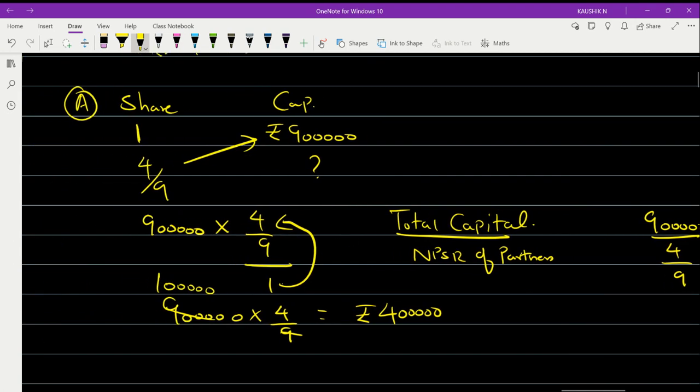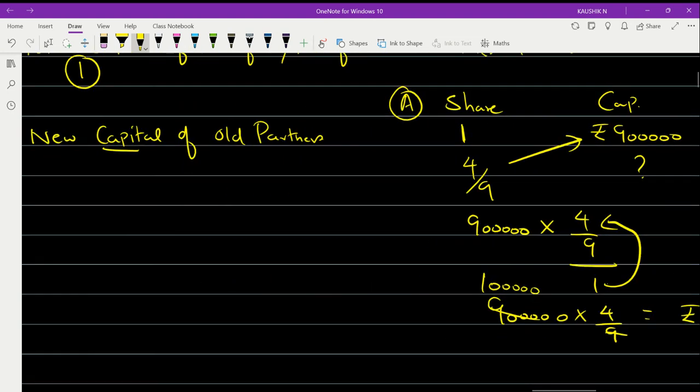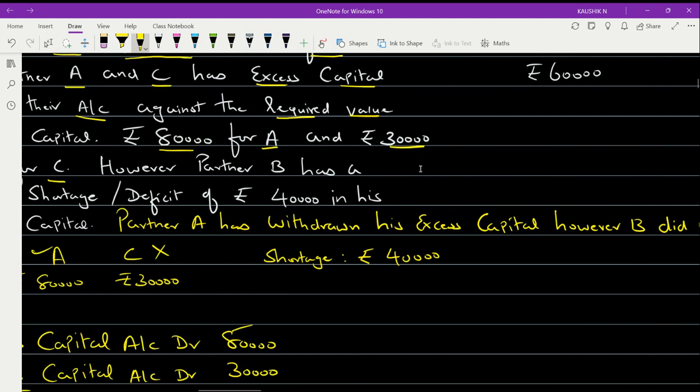Do you understand what they have said? I just divided that 9 lakhs with the NPSR. That means I substituted the NPSR. So this gives me the value of 4 lakhs. This is the second step. Step 2. If anyone has a doubt, tell me before we go to step 3.